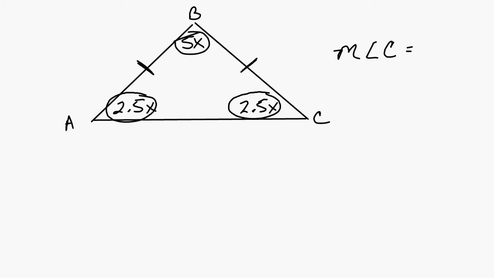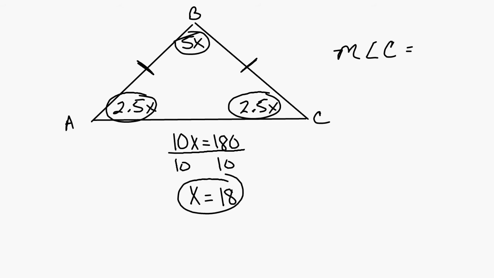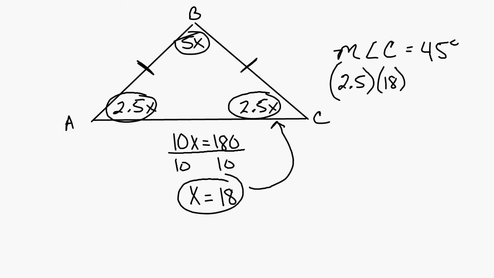10. So doesn't 10x have to equal 180? Yeah. Divide by 10, 18, and x equals 18. If x equals 18, then wouldn't the measure of angle C be equal to 2.5 times 18? What is that? 36 and 9 is 45? 45, very good. 45 degrees.